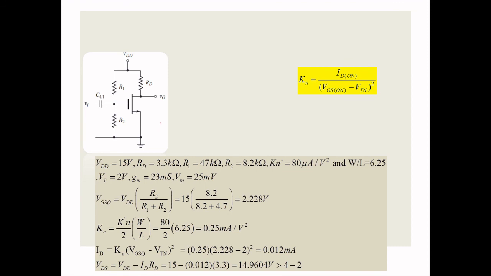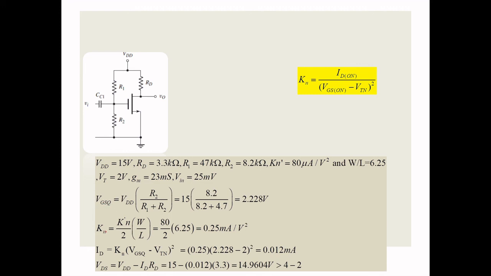Okay, this is another problem with different dimensions. See here, the given supply voltage is 15 and drain resistance is 3.3 kilo ohm, R1 is 47 kilo ohm and R2 is 8.2 kilo ohm, K dash N is 80 microamps per volt squared, and the width by length ratio is 6.25. Threshold voltage is 2, and Gm is 23, then Vin is 25.